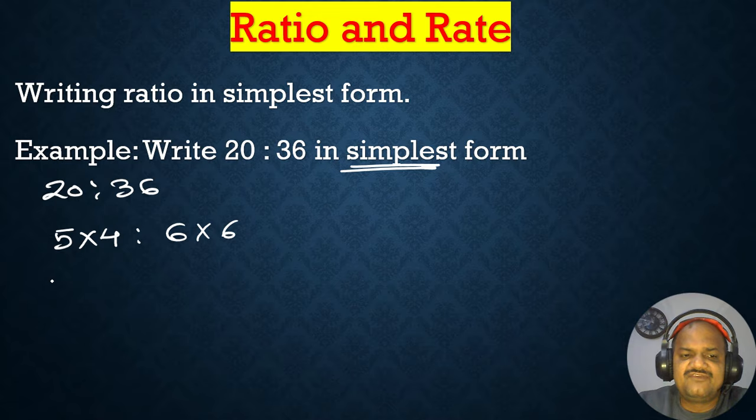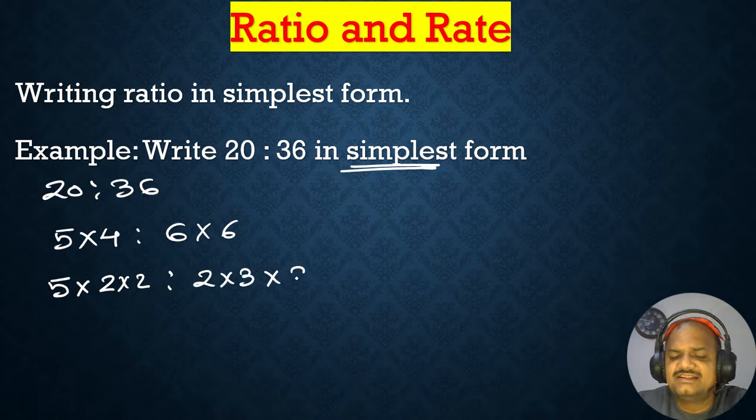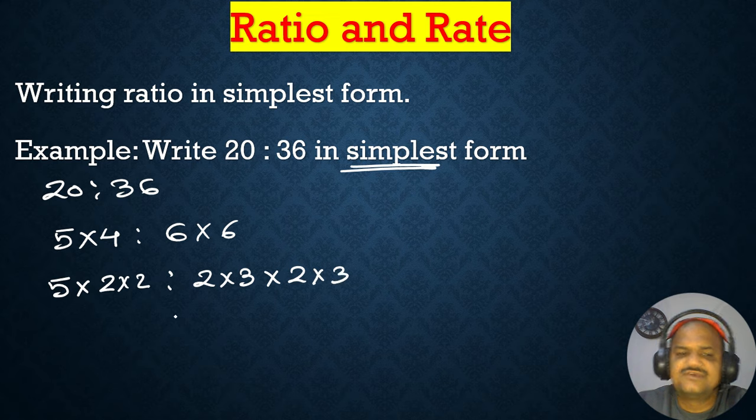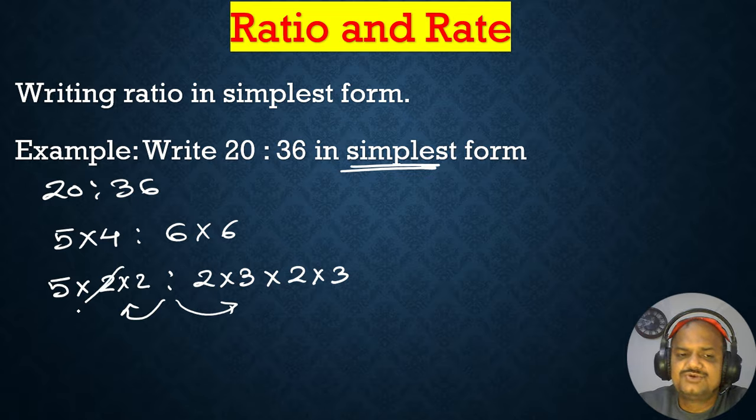Now you see 5 you cannot break further, but 4 you can break, 2 times 2. And then here 6 can be further factored as 2 times 3, and this 6 also 2 times 3. Now before the ratio and after the ratio, if you see any number the same, then cancel it. For example, 2 is here, 2 is here, cancel. 2 again, 2 again, cancel.